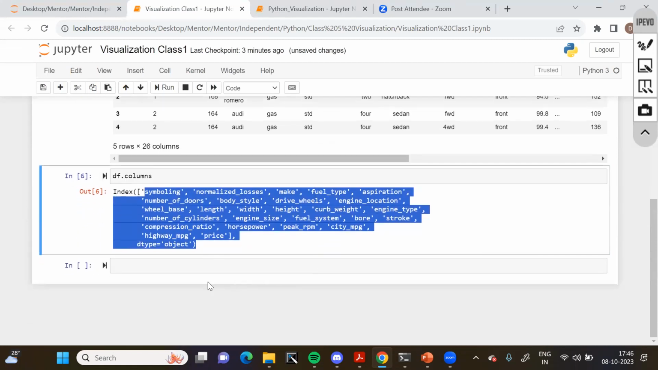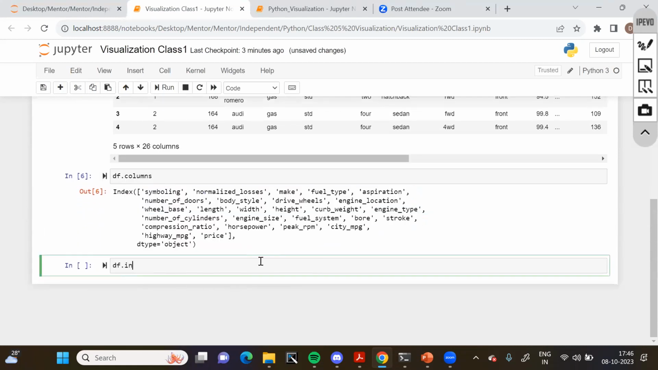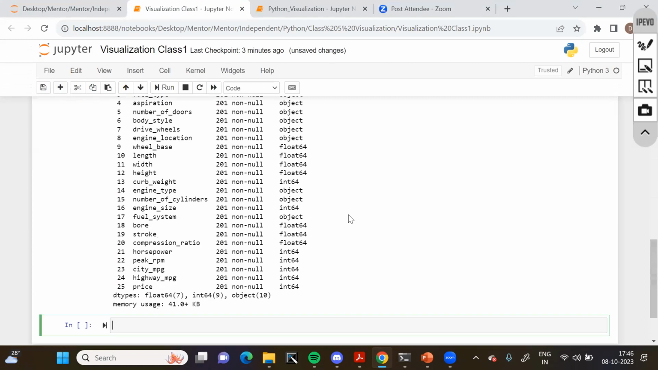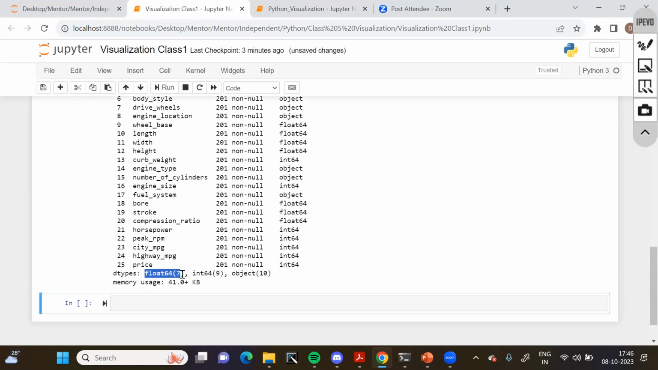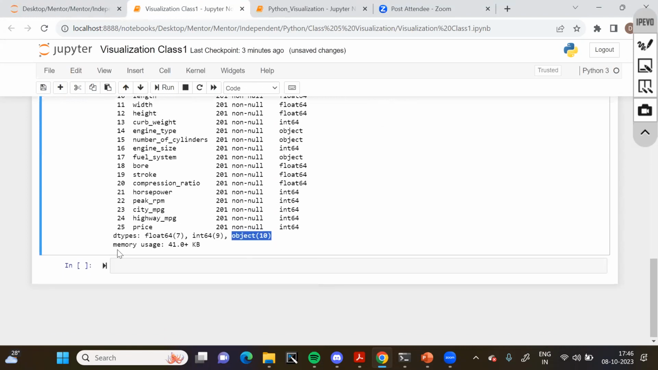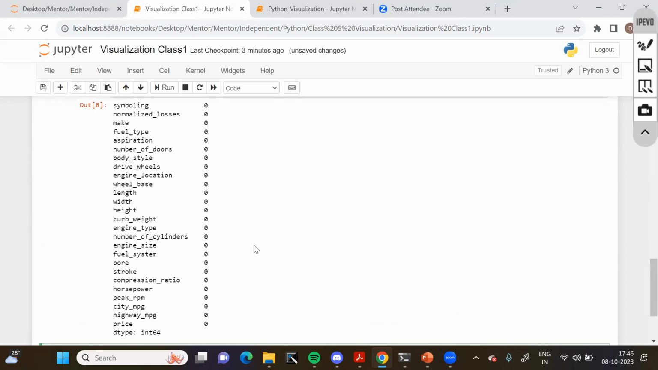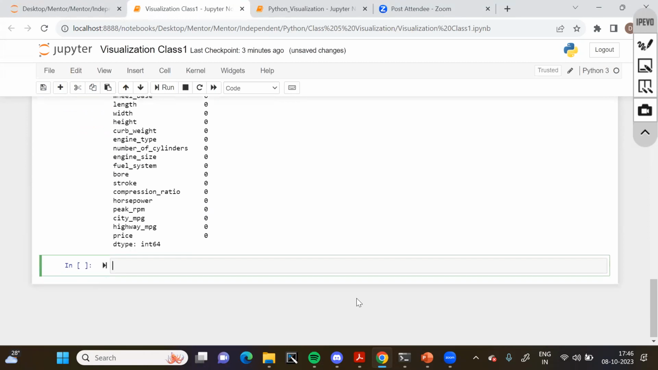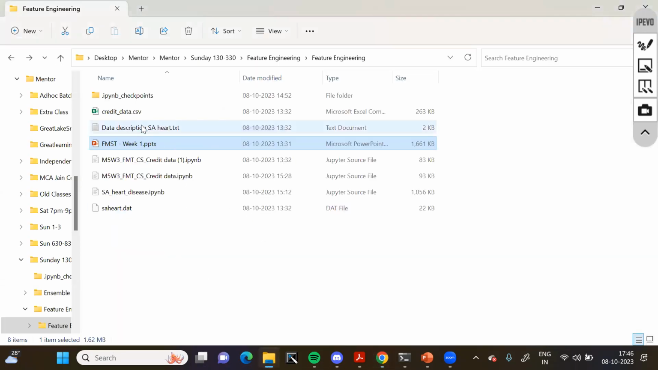Now we can see that info says I have 7 floating columns, 9 integer, and 10 object columns. So this is what we are checking. Now we will see whether there are any null values or not. It suggests that there is no null value, no empty value.